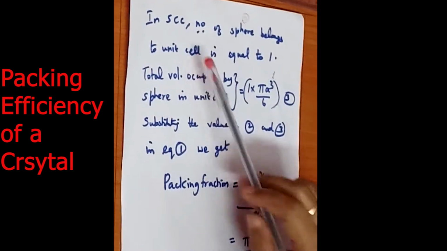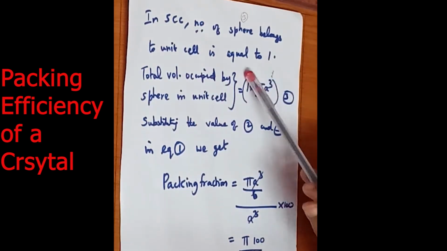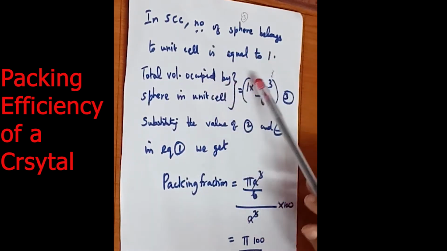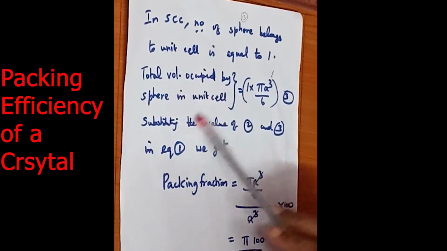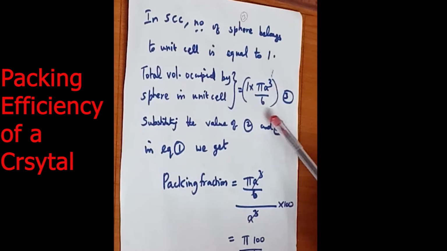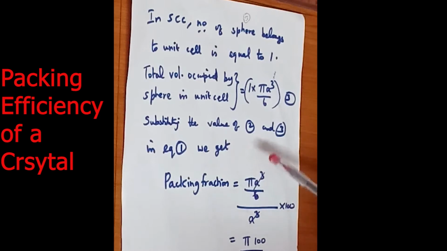In simple cubic unit cell, the number of spheres that belong to the unit cell is equal to 1. So we know in a simple cube, the number of atoms or the number of spheres present in the unit cell is equal to 1, and hence the total volume occupied by sphere in the unit cell we have to multiply by 1. So 1 into pi a cube by 6. Substituting the value of this equation in equation 1, where equation 1 is volume of a cube is a cube, you have to substitute there. So substitute and divide equation 3 by equation 1. So pi a cube by 6 is divided by a cube into 100.